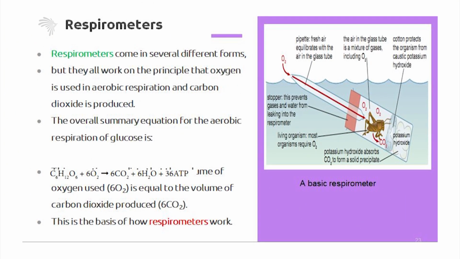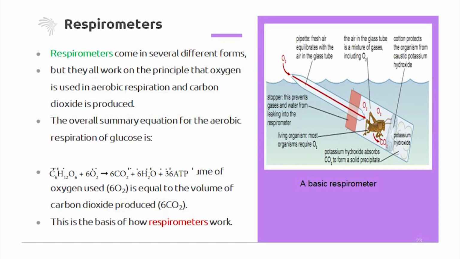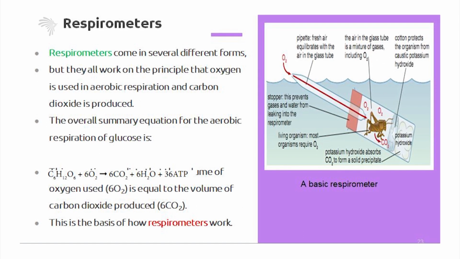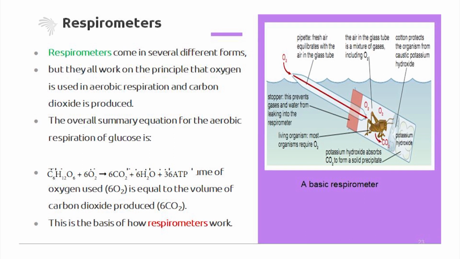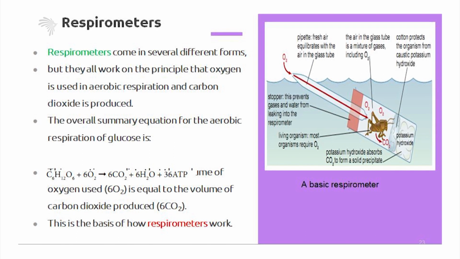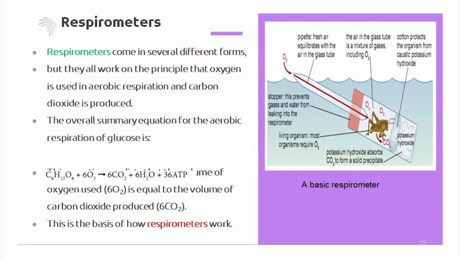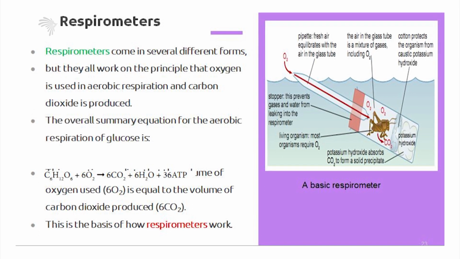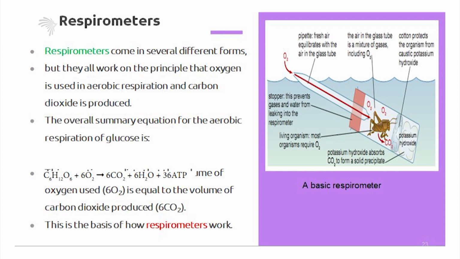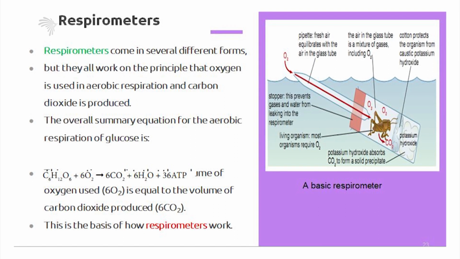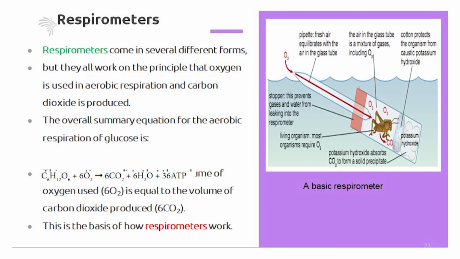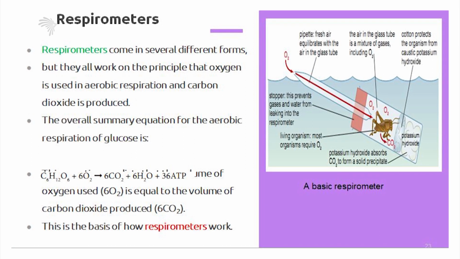What is a respirometer? This is an apparatus used to measure the volume of oxygen and carbon dioxide. In the reaction of respiration, 6 molecules of oxygen are consumed to produce 6 molecules of carbon dioxide. To measure this equal volume of oxygen and carbon dioxide, there is an apparatus setup that we call a respirometer. This measures the volume of oxygen utilized by the organism.